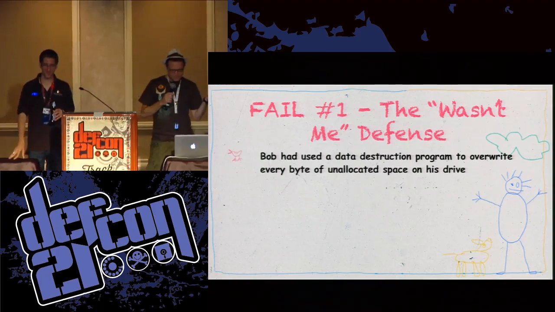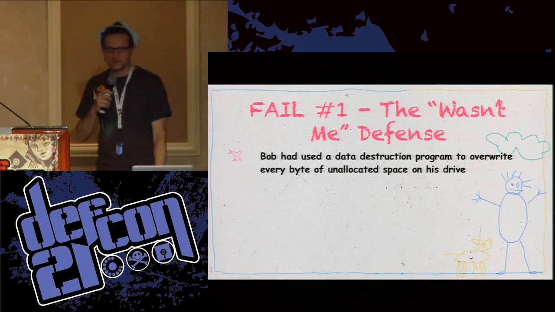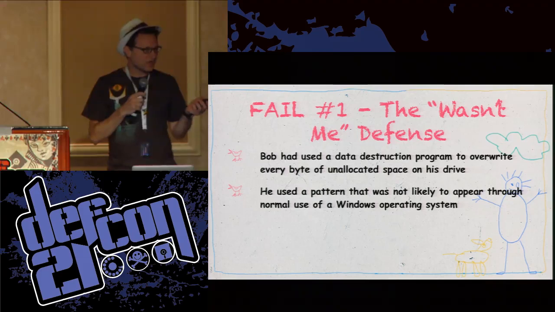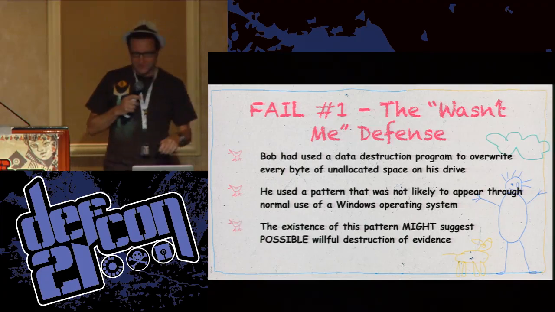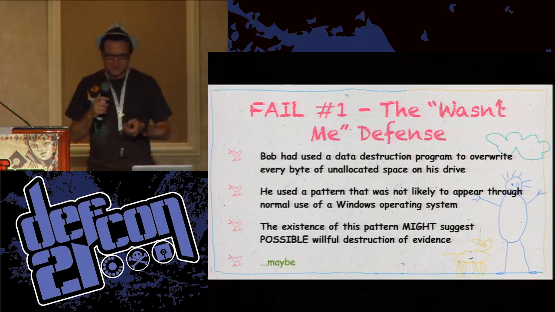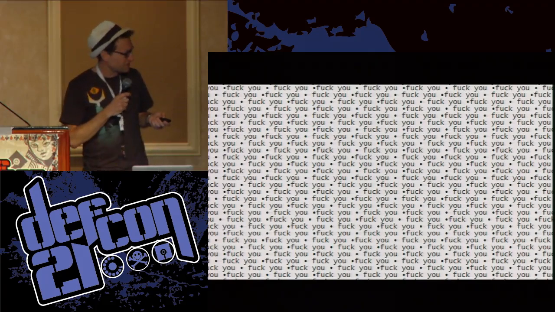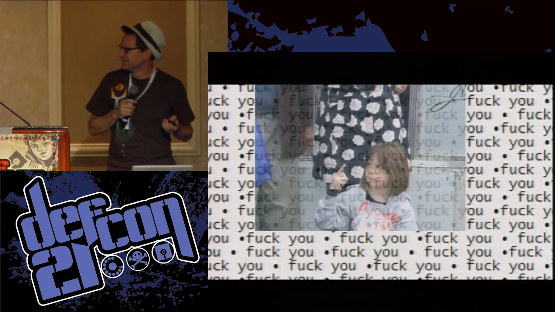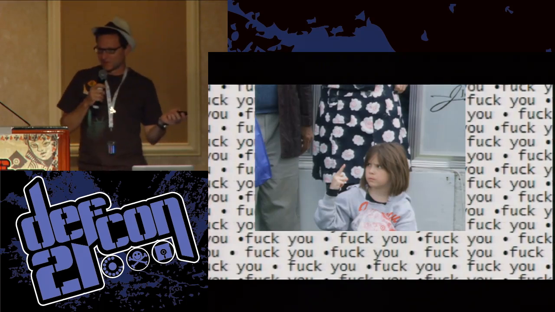So, Bob apparently had used some kind of data destruction program that can overwrite every bit of unallocated space. He used a pattern that, however, was not really commonly used by Windows or any of the other utilities I've seen. Might have been something custom. So, I thought, this might suggest something bad was happening here. Maybe let's take another closer look at this. So we're going to zoom in. We're going to look at this on a molecular level now. I think we need to zoom in a little bit more.